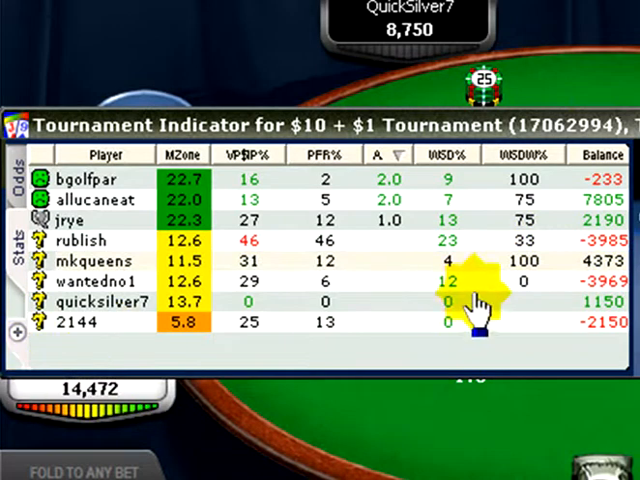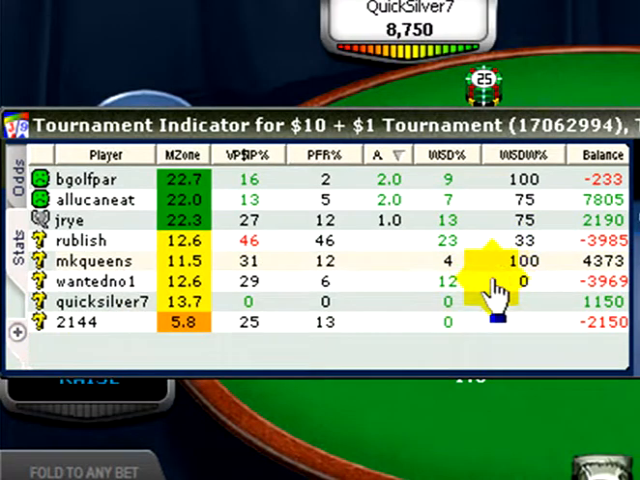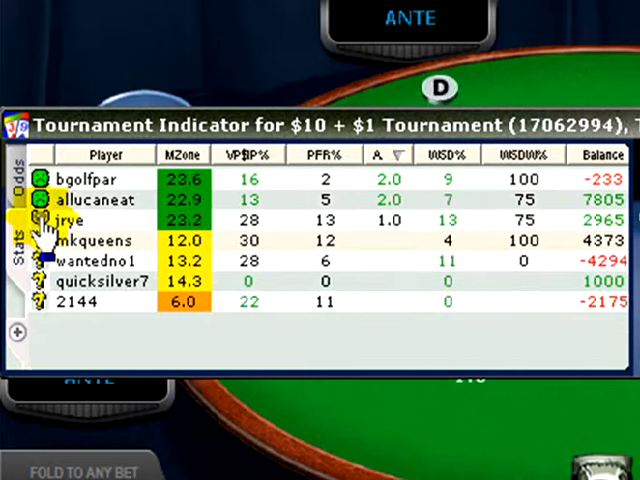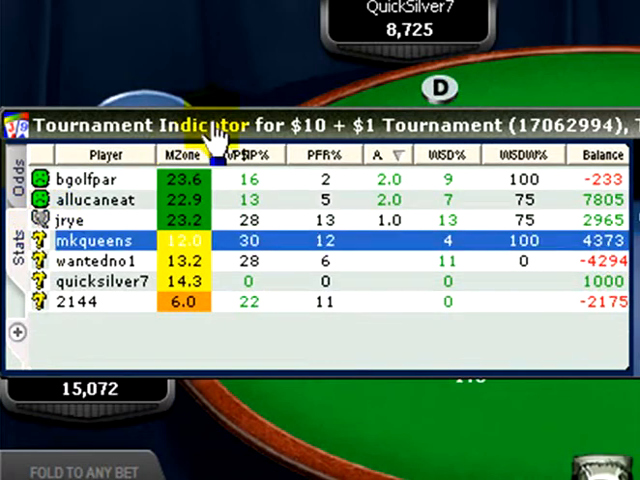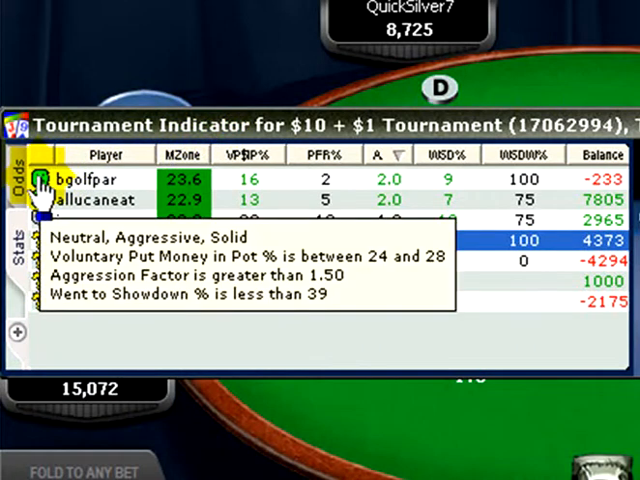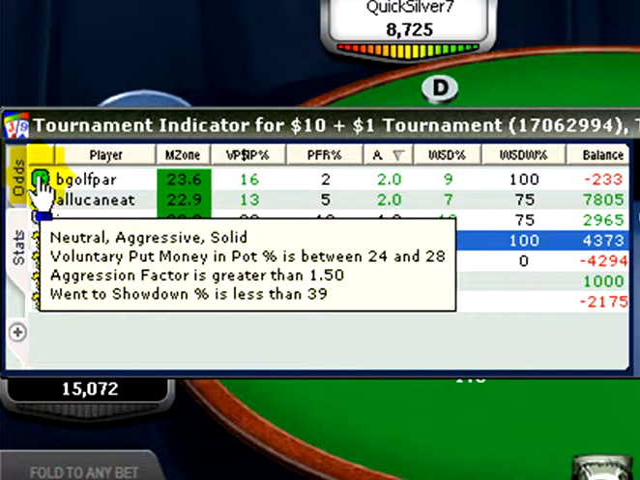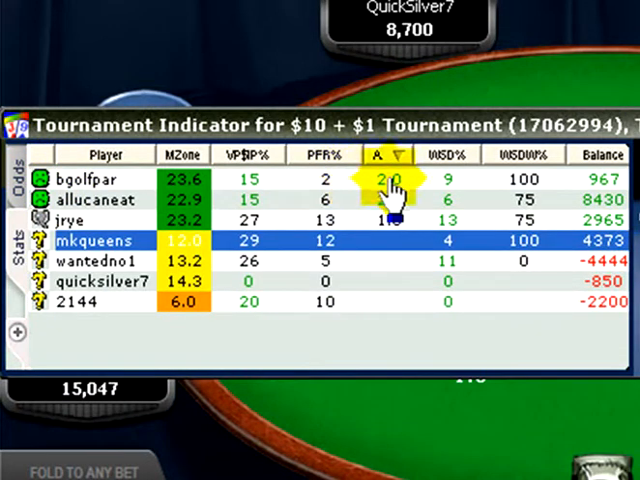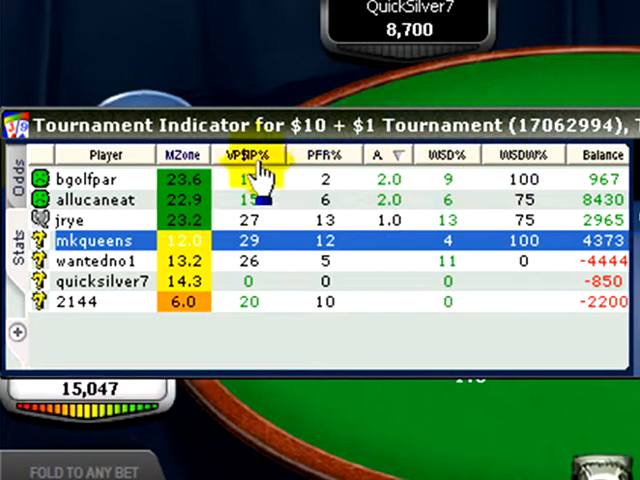All of these indicators contribute to the player's overall profile, which is represented by an icon assigned to that player. The list of profile icons can be found at tournamentindicator.com. However, if you just point your mouse over them, a window will show up reminding you of what that icon actually represents. In this case, neutral, aggressive, solid. Voluntarily put money into the pot percentage is between 24 and 28. And it goes on about the aggression and went to showdown percentage. These are the categories that are used to create this icon.